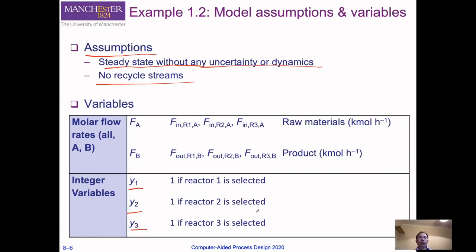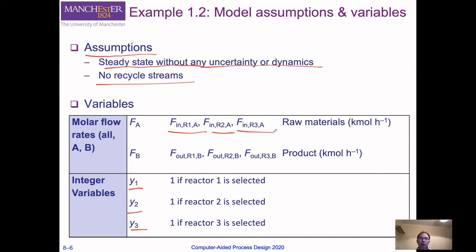Similarly, y2 is used to denote if reactor 2 is selected, and y3 is used to denote if reactor 3 is selected. The values of y1, y2, y3 can only be 0 or 1. So these three integer variables are also called binary variables. We also want to determine the feed flow rate of A into each reactor. So we define FINR1A, FINR2A, and FINR3A to denote these feed flow rates.